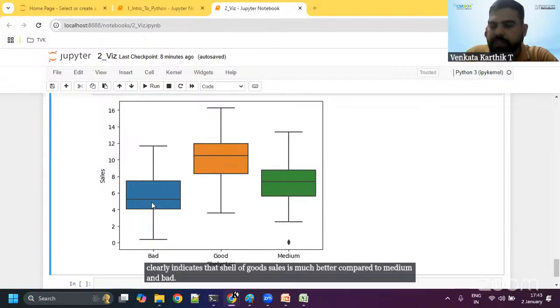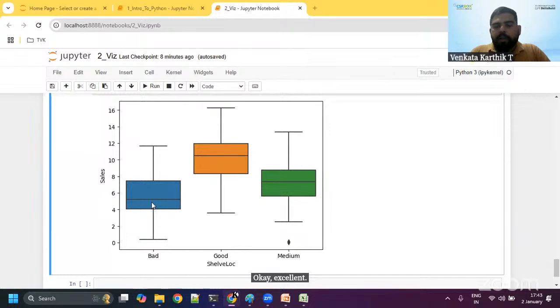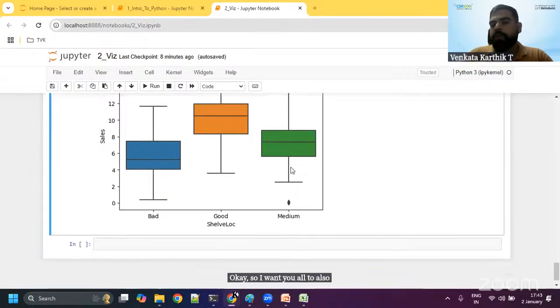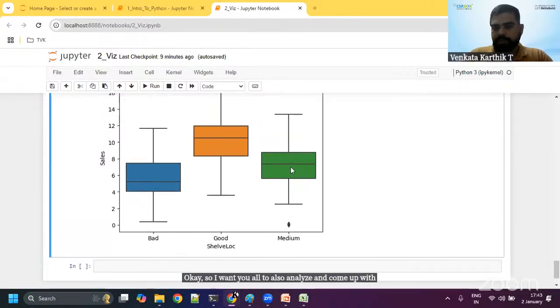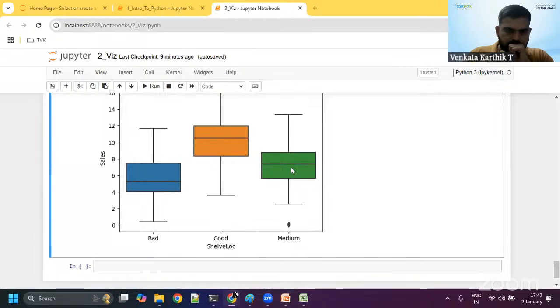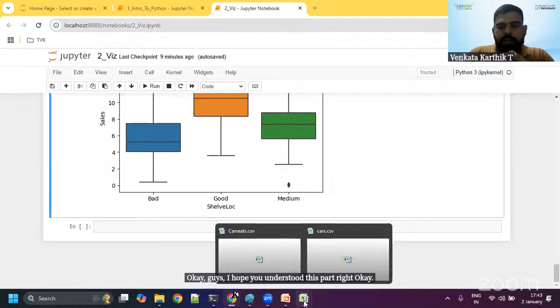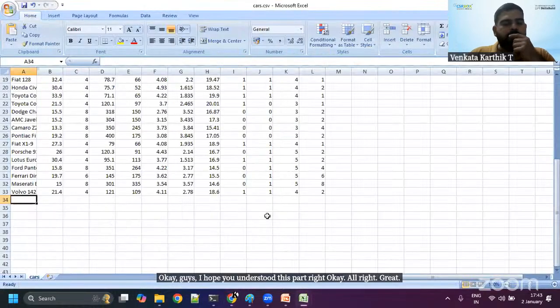Excellent. Now by looking at the visualization, I'm able to generate some insights. This is exactly what is expected out of you all. I want you all to also analyze and come up with solutions like this. Guys, I hope you understood this part, right? All right, great, perfect.